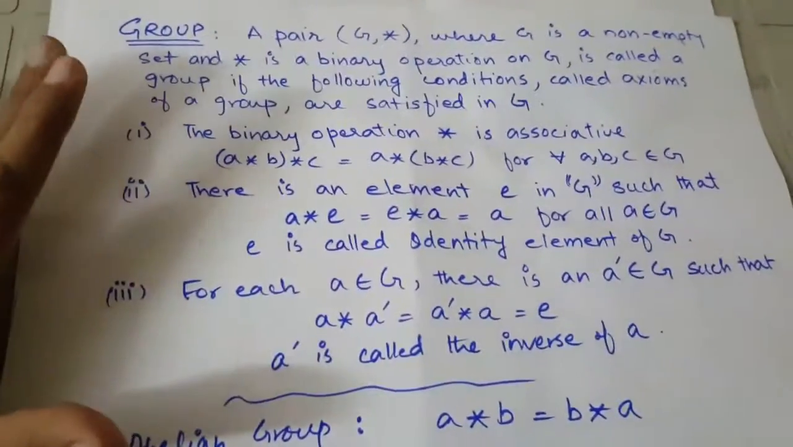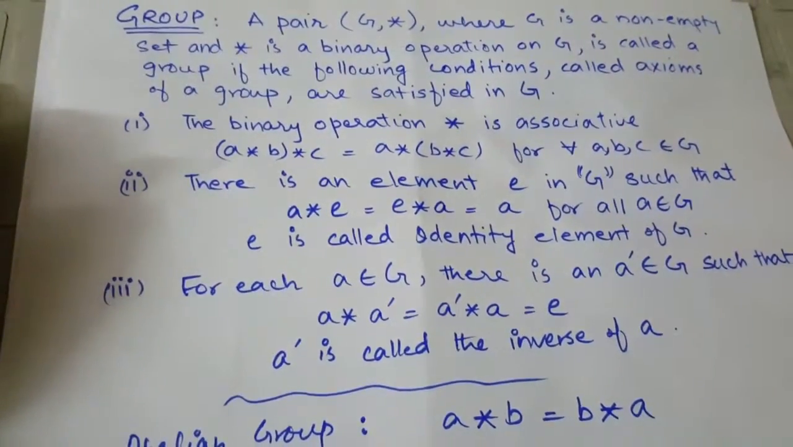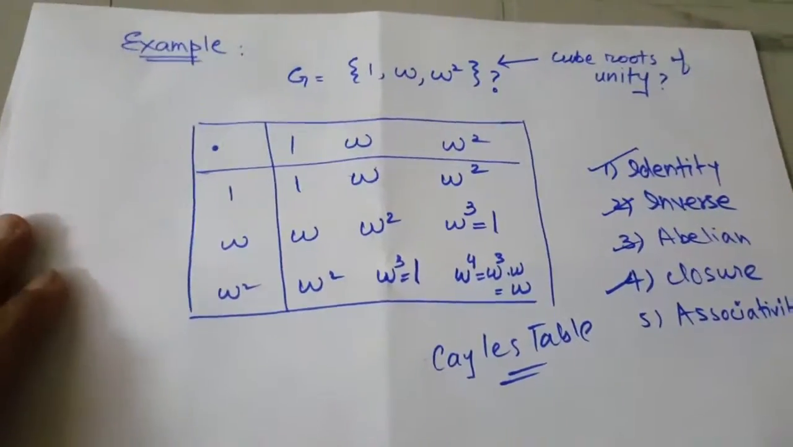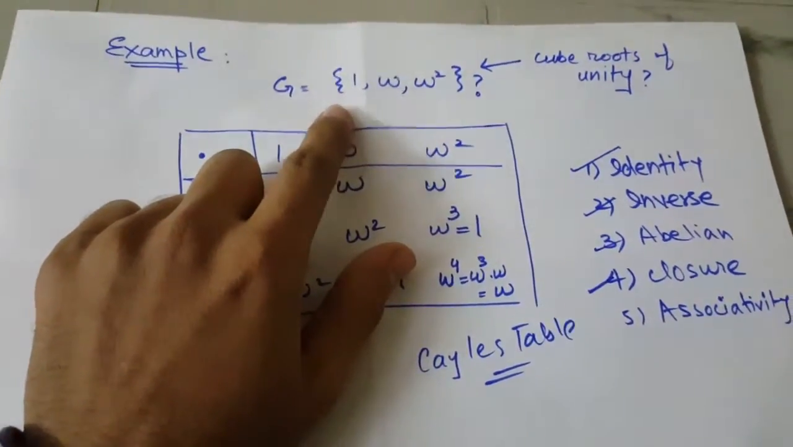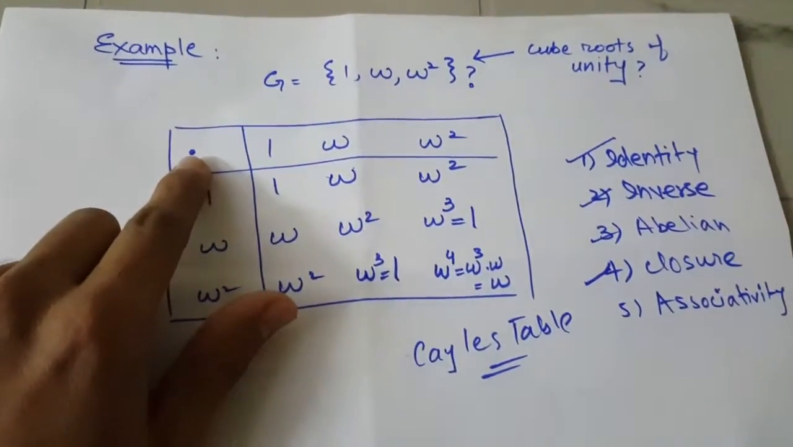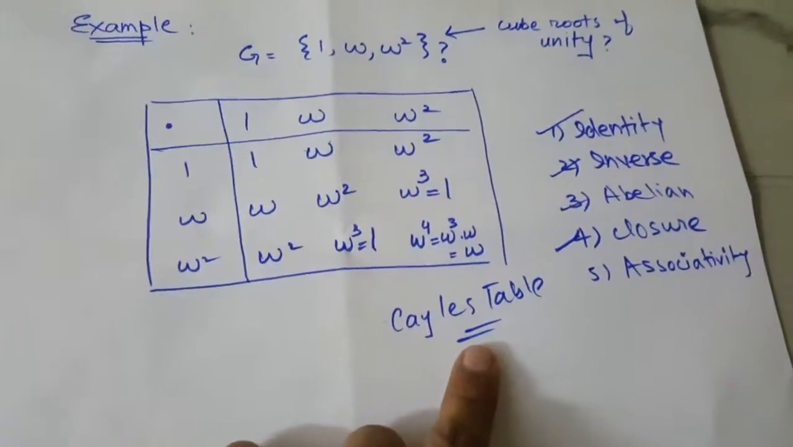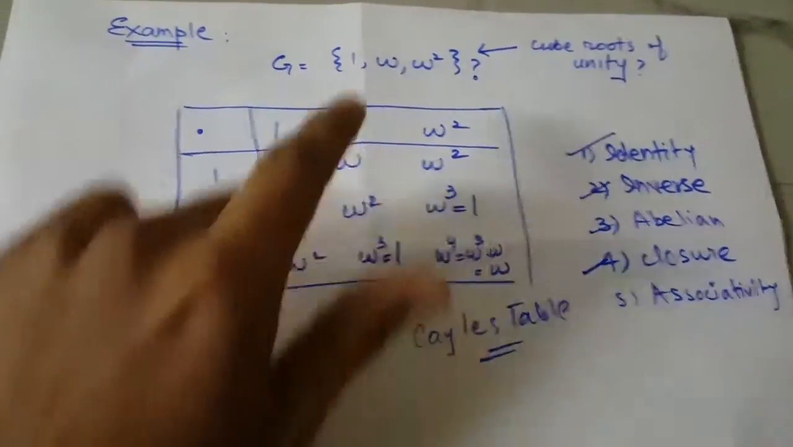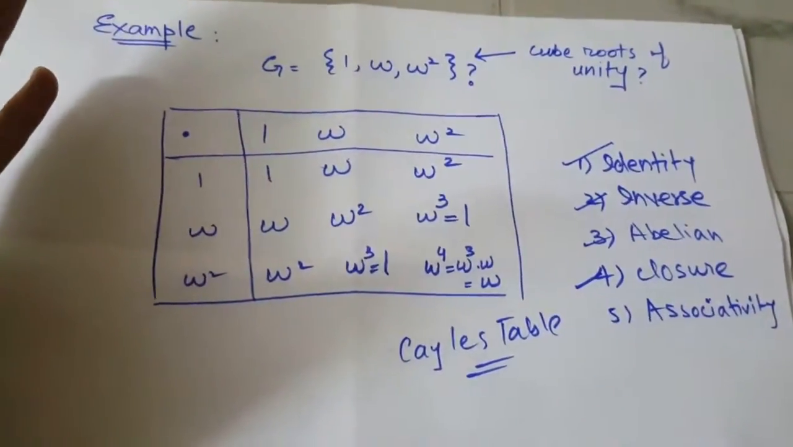So after this definition and axioms, we are now able to check whether a set is a group or not using the Cayley table. So let's start our example. Here what I have is the cube roots of unity, and we are going to check whether the cube roots of unity is a group under multiplication or not. You can see a small table here. This table is called the Cayley table, and this table helps us in the case of a group having finite elements, for checking whether it is a group or not.